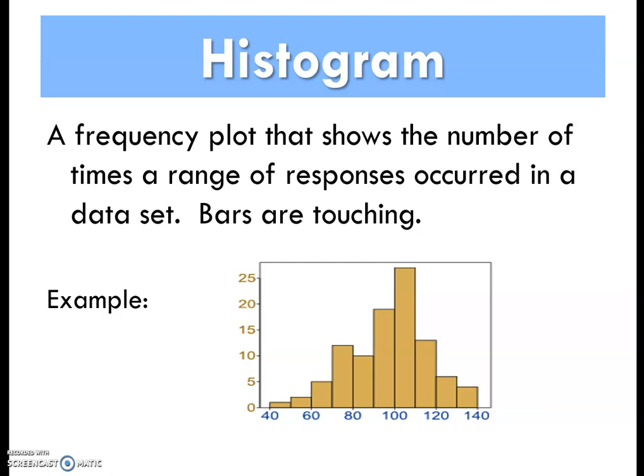In addition, the bars on a histogram touch. In a traditional bar graph, the bars are not touching, but in a histogram they do. So again, a histogram is going to show the frequency, which is how often or how many times a response occurs, but on a histogram, it is in a range.